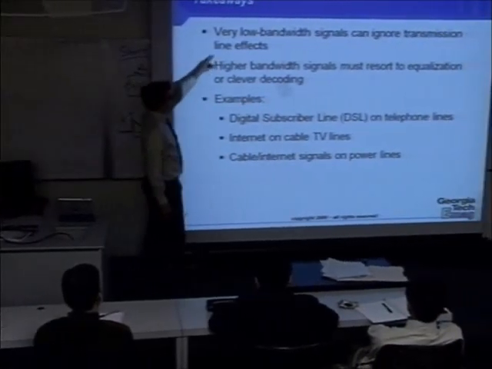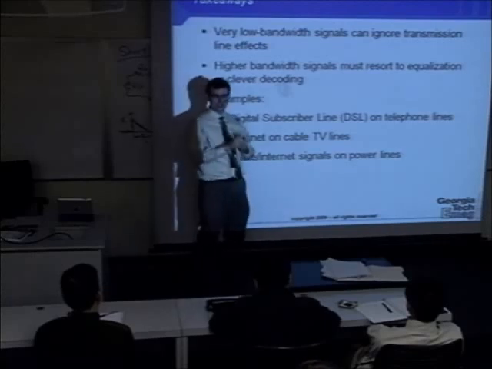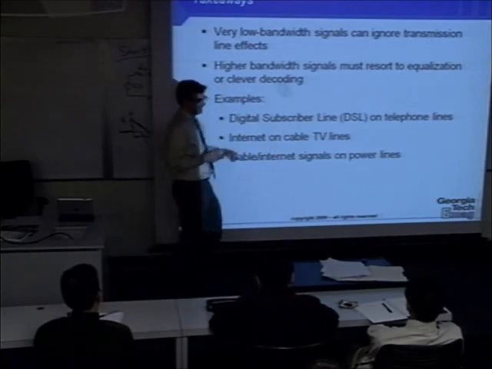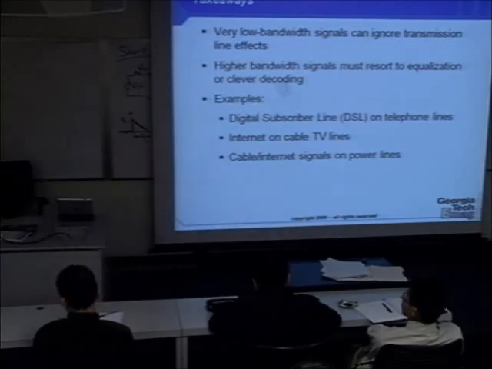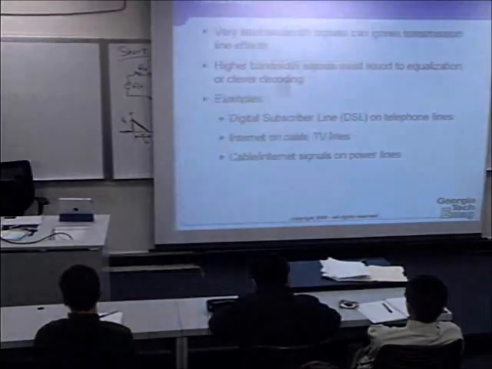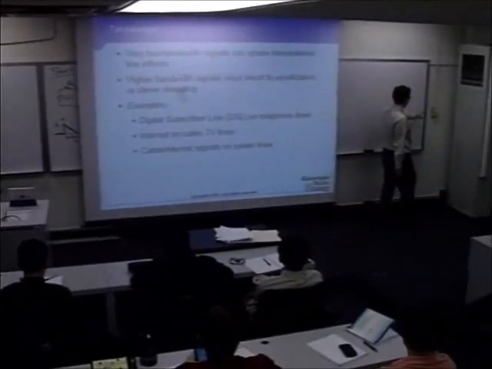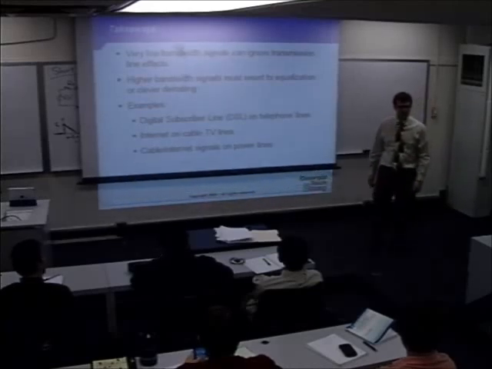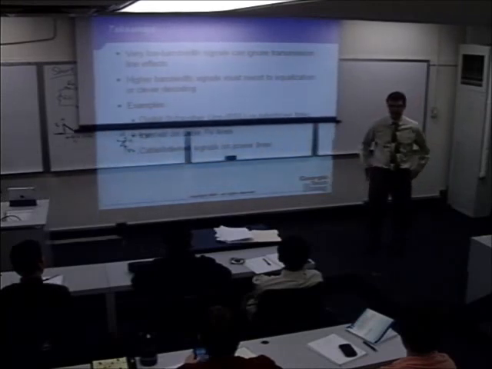So here are our takeaways. Very low bandwidth signals, you can ignore the transmission line effects. Higher bandwidth signals, you have to either resort to some filtering or equalization or some really clever waveform design. And one example that I'd like to talk about briefly, I'll go ahead and raise the screen because I'm done with it, is digital subscriber line. It was a trick using transmission line theory to get more stuff on your telephone line and thereby reap a lot of profit by the phone company.